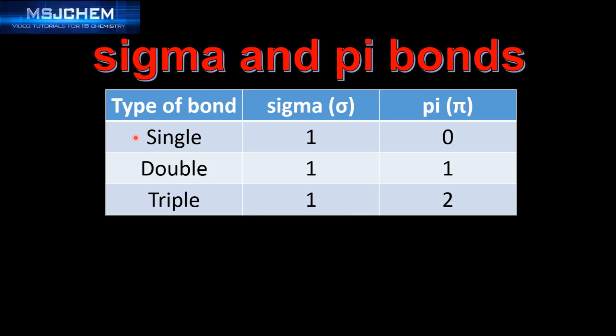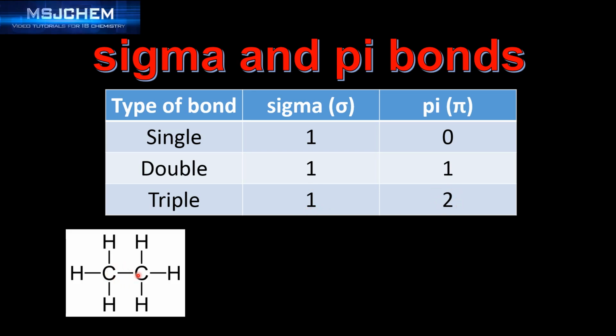Next we'll have a look at the formation of single, double, and triple bonds. A single bond is made up of one sigma bond and 0 pi bonds. A double bond is made up of one sigma and one pi bond. And a triple bond is made up of one sigma and two pi bonds.